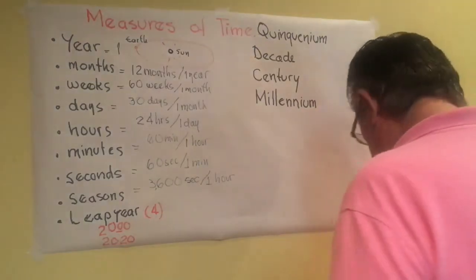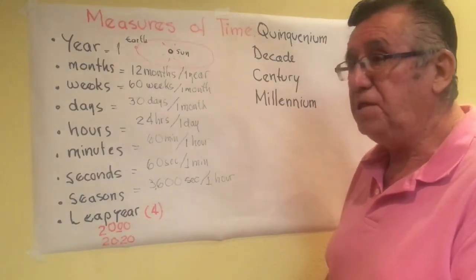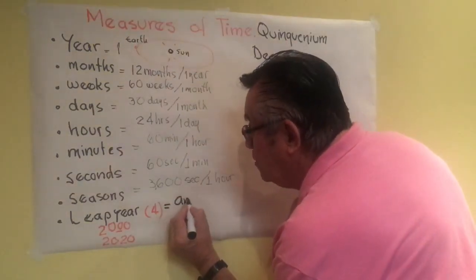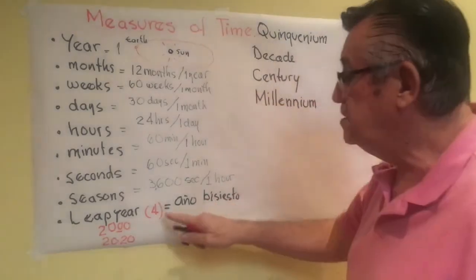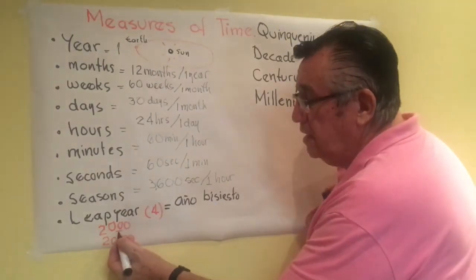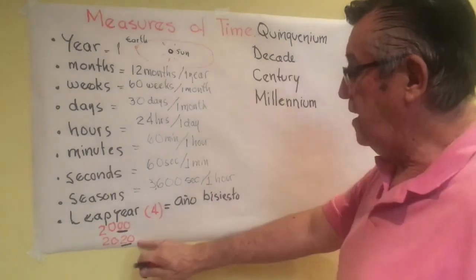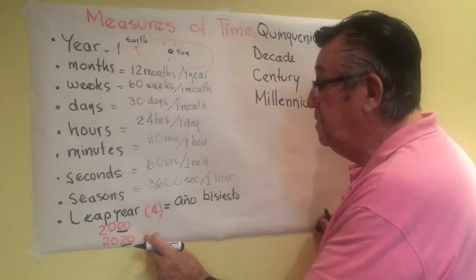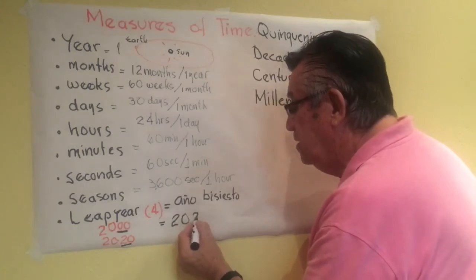All right. Now, we need to know what's a leap year. Leap year is called in Spanish año bisiesto. It happens every 4 years. Pasa cada 4 años. A leap year is a year that ends in 2 zeros or ends in a multiple of 4. Like this. 2020. 20 divided by 4 is equal to 5. It's divisible. So a leap year is un año bisiesto, and this year, 2020, is a leap year.